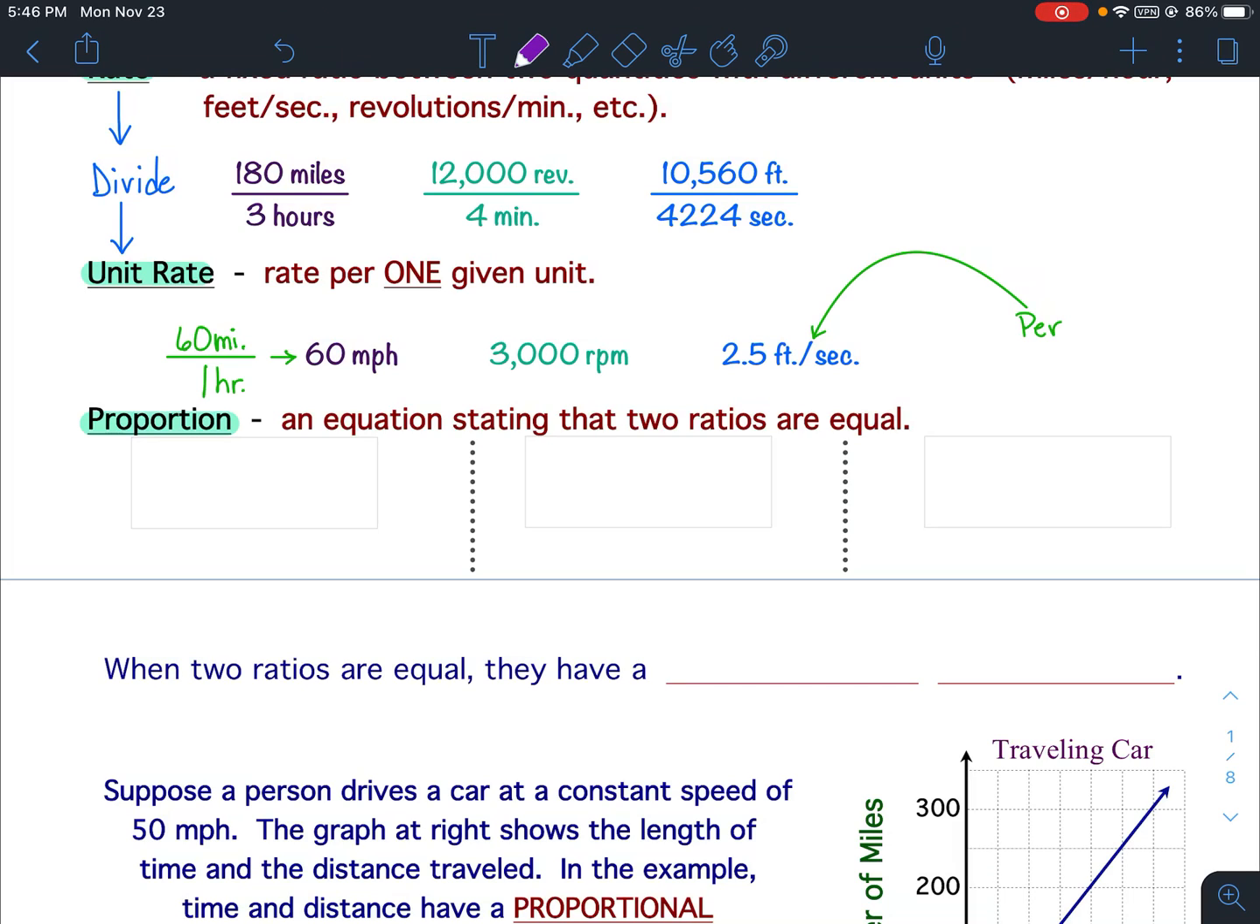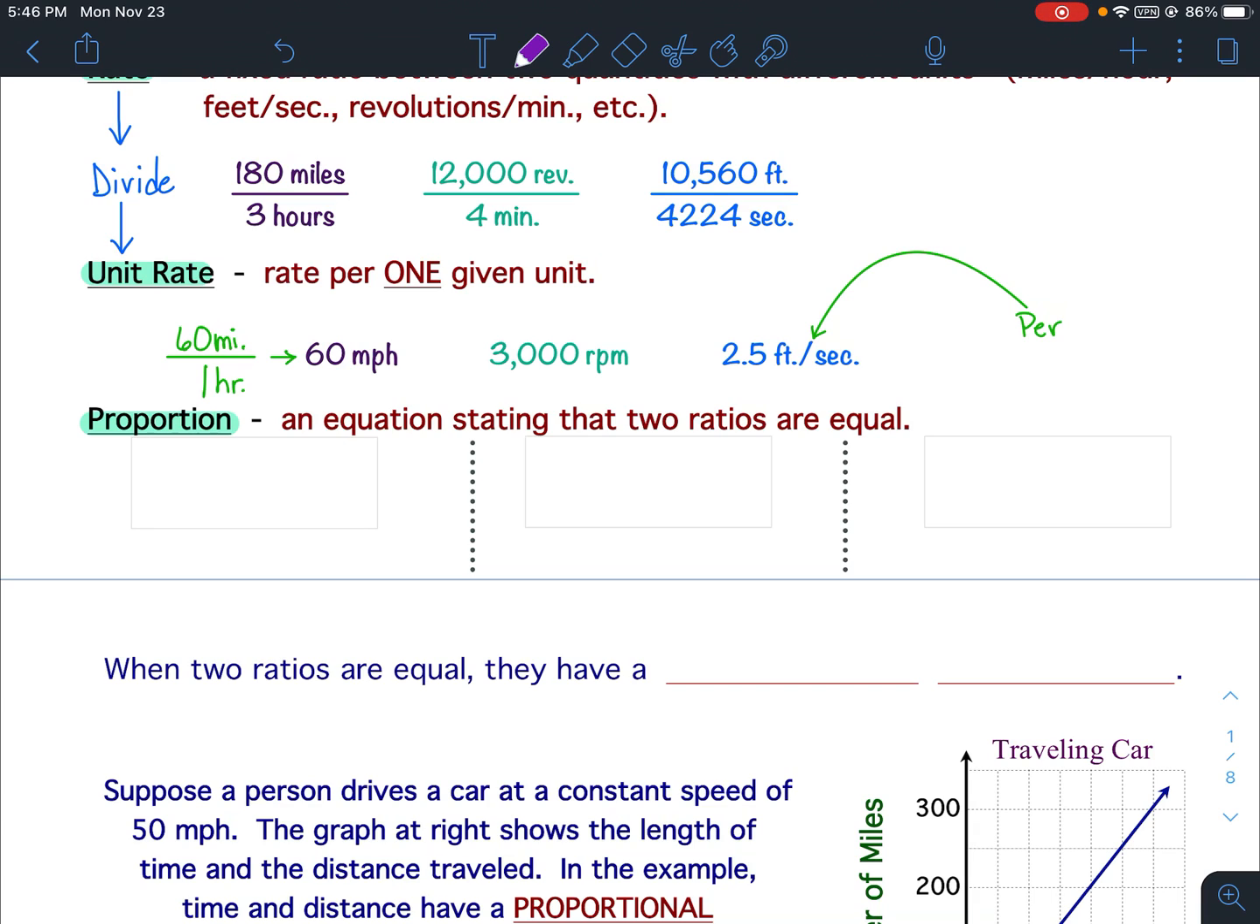Proportional relationships, lesson 6 notes. A proportion. A proportion is an equation stating that two ratios are equal. At the bottom of the front page, divide that last section into 3 parts. I'm going to show you 3 ways to prove that something is proportional.